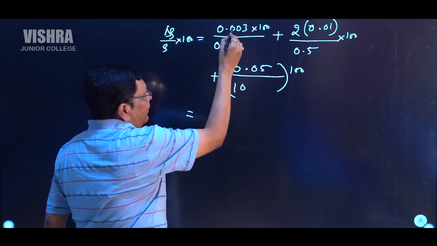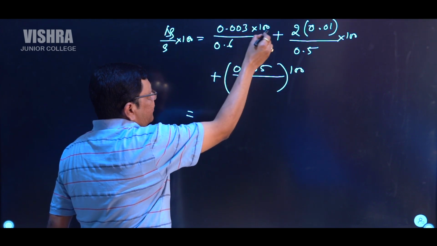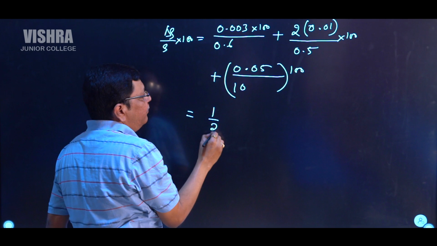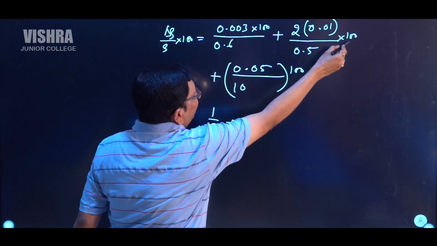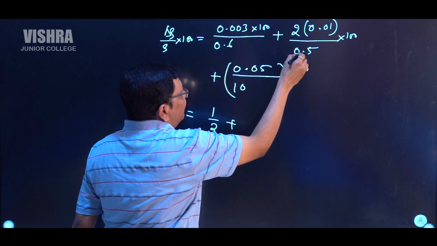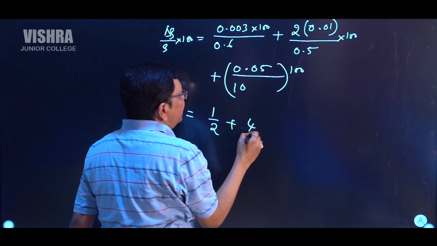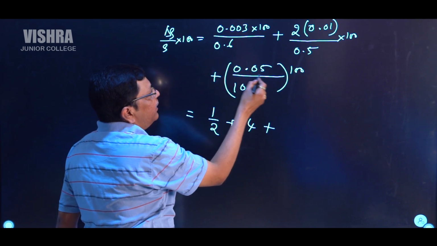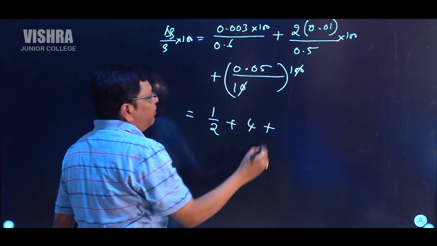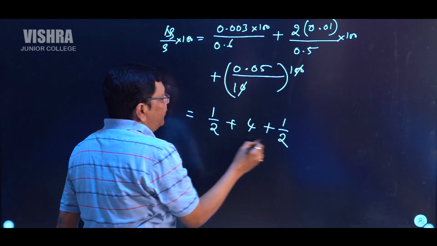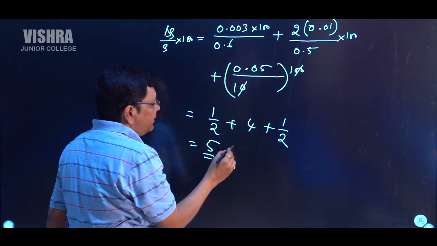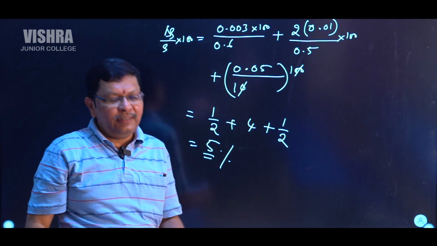From this, 0.003 into 100 is 0.3, divided by 0.6, that is 1 over 2, plus 100 into 0.01 is 1, so 2 by 0.5, that is 20 by 5, which is 4. And for length, 10 into 0.05 is 0.5, again 1 by 2. So half plus half is 1, plus 4 is 5. So 5% is the percentage error in density.